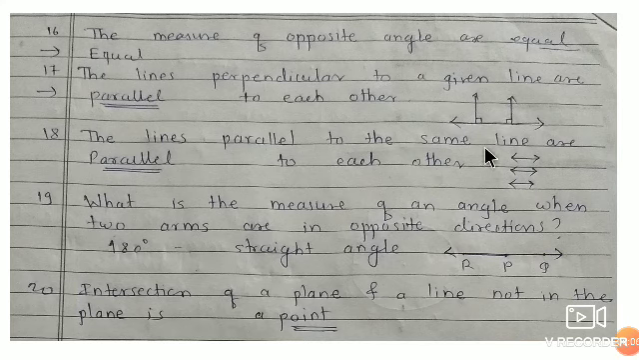The lines parallel to the same line are parallel to each other. If these are the two lines, and if we draw one more line parallel to these two lines, that is also parallel.